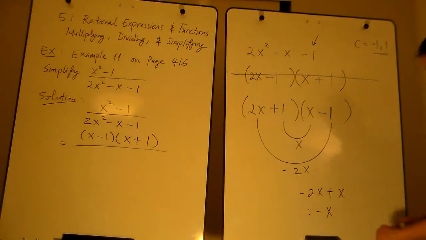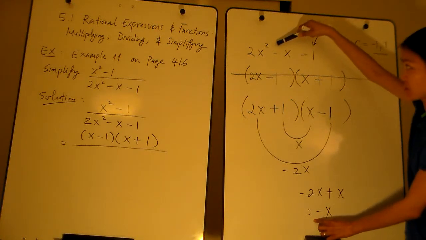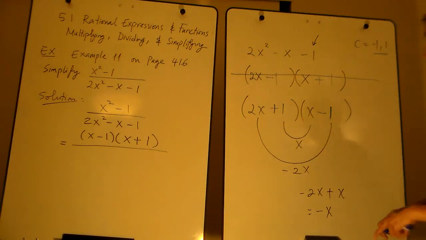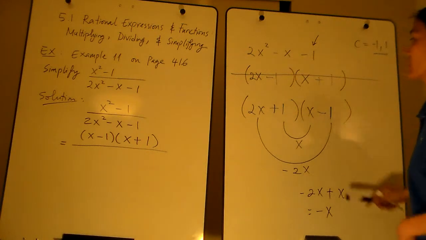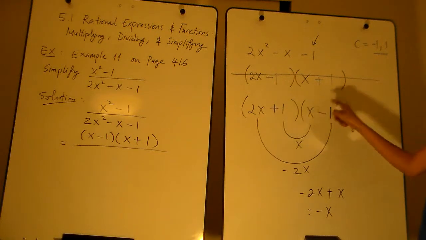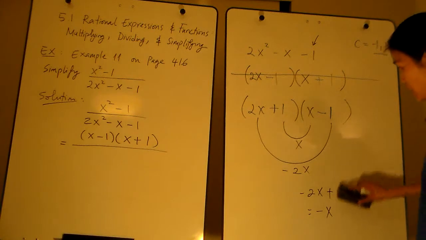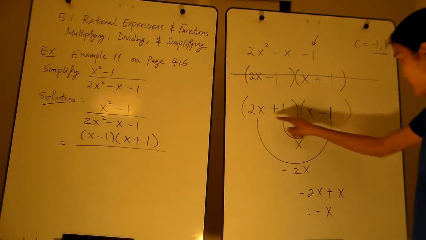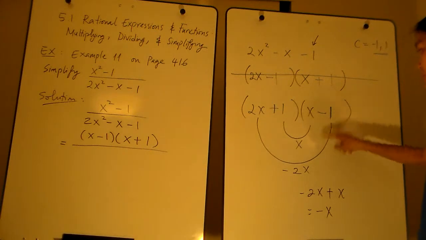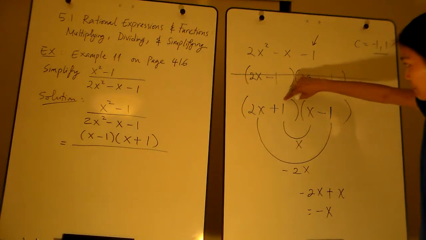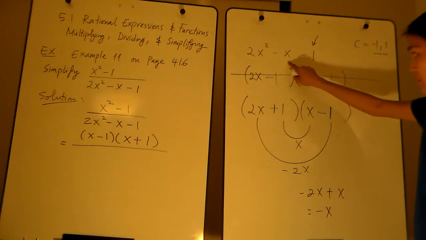Negative x. Guess what? This is the same as the coefficient for b right here, which is negative x. So we know that the factor of 2x squared minus x minus 1 is 2x plus 1 times x minus 1. You can verify this too. Take this times this, you get 2x squared, right? And then you take 2x times negative 1, you get negative 2x. Then you take this value, 1 times x, you get x. The sum of these, you get negative x, which is true here.